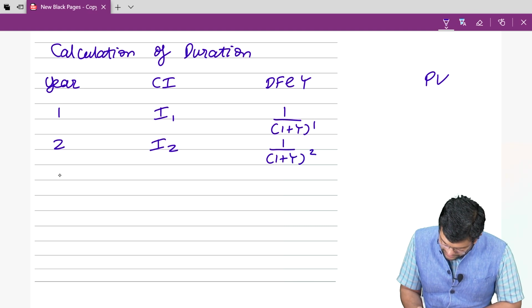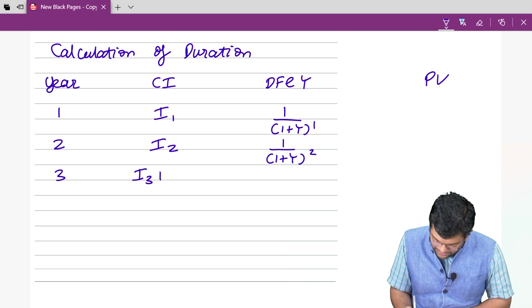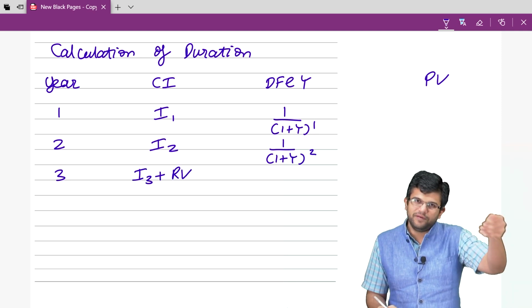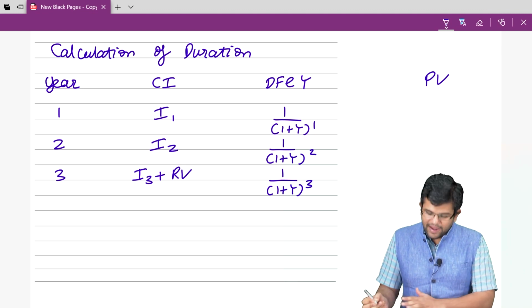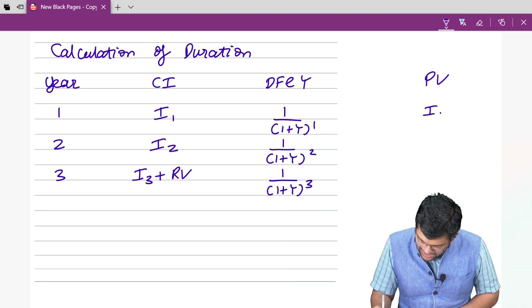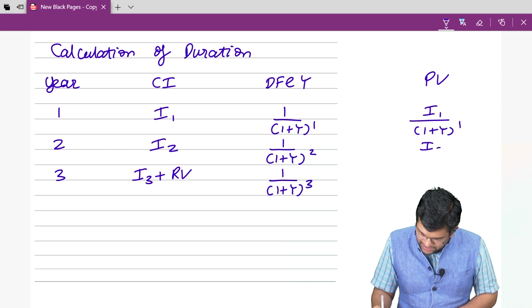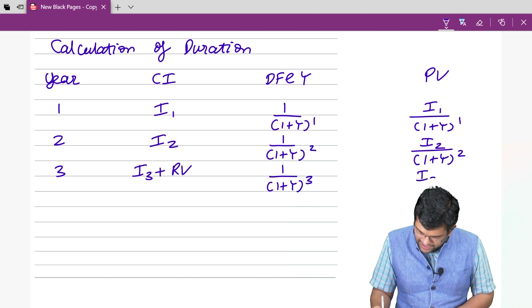Third year, children, please be attentive. Third year, do you realize the cash inflow will be I3 plus redemption value, correct? Interest at the end of year 3 plus RV, and the discounting factor will be 1 divided by 1 plus Y raised to 3. Everyone follow until here, and therefore the present value, children, is nothing but cash inflow into discounting factor, which is I1 upon 1 plus Y raised to 1. This is I2 divided by 1 plus Y raised to 2, and then we have got I3 plus RV, the whole upon 1 plus Y raised to 3.